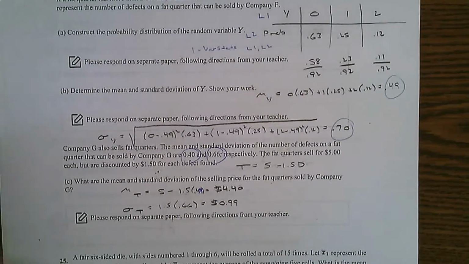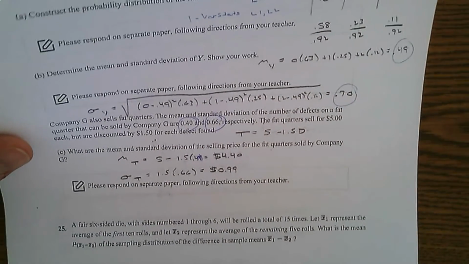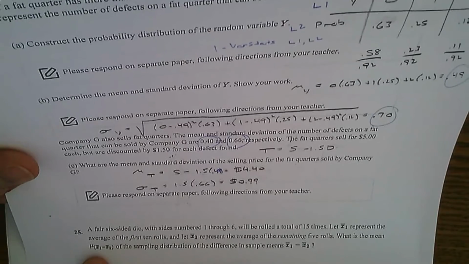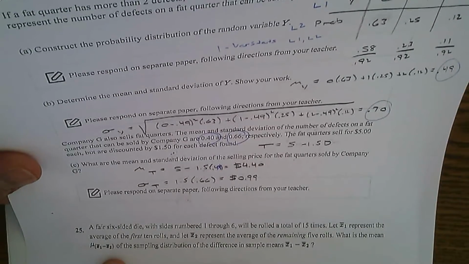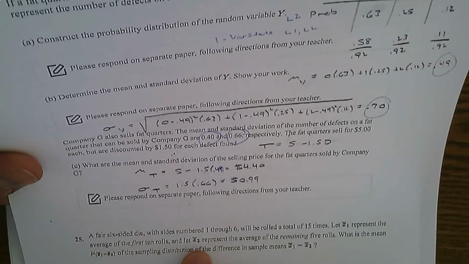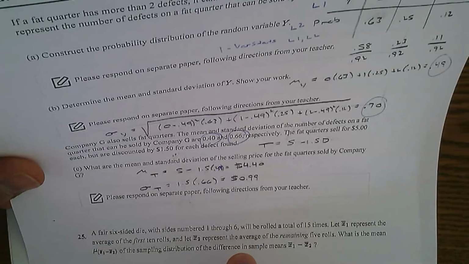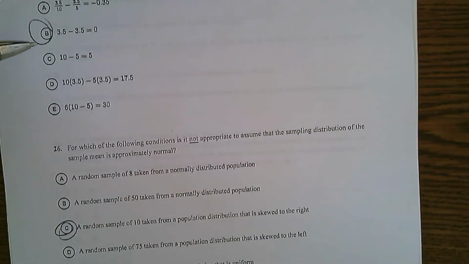All right, that's it for chapter 6. 25 through 30 are chapter 7. This is kind of tricky. What is the mean of the sampling distribution? Well, the mean is just the true mean for the first group and the true mean for the second group. Well, if I just average the numbers 1 through 6, I get 3.5. 1, 2, 3, 4, 5, 6, I'm averaging, I get 3.5. So it doesn't matter if I'm rolling 10 times, 5 times, that's going to be the same average.